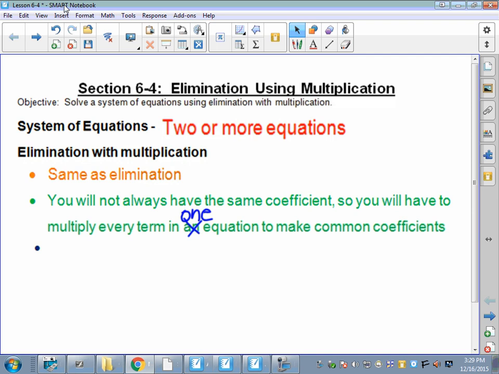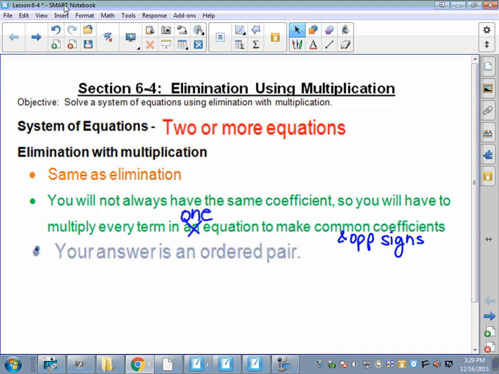Remember opposite signs. We want one of those coefficients to be positive, one to be negative, so when you add straight up and down, you can cancel those guys right out. And of course, your answer is an ordered pair. If we graph these, it would be where those two lines intersected on a coordinate plane.